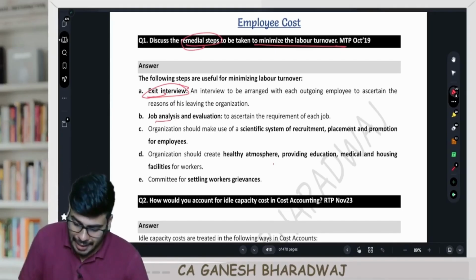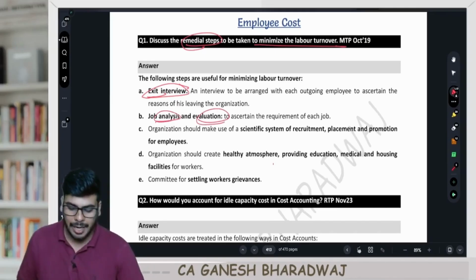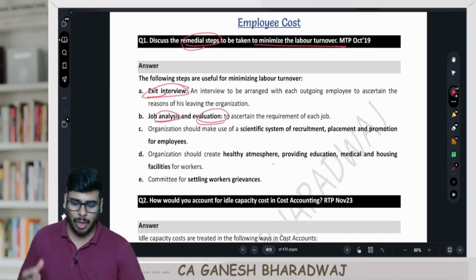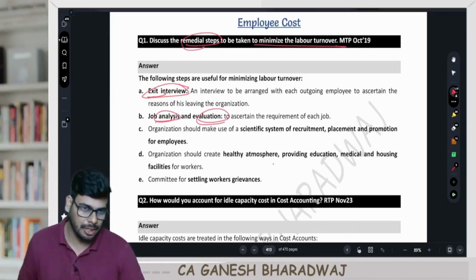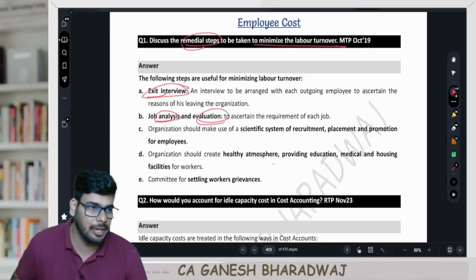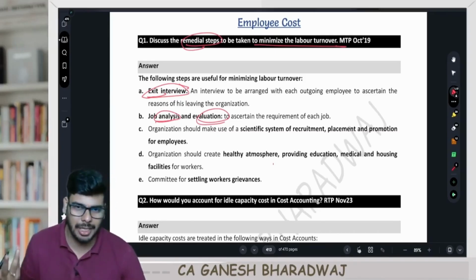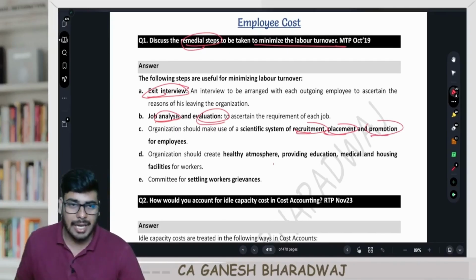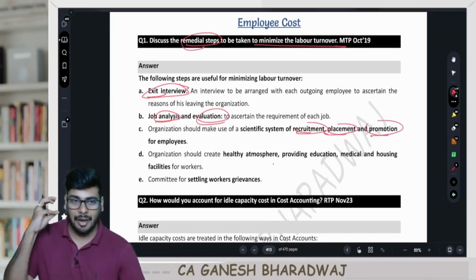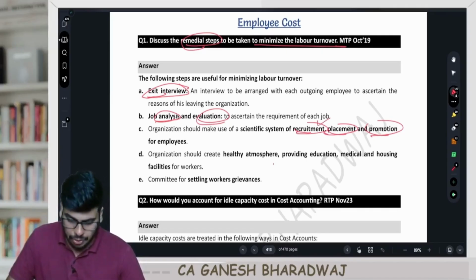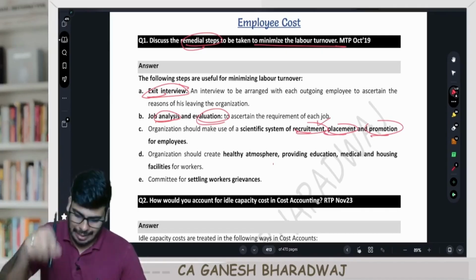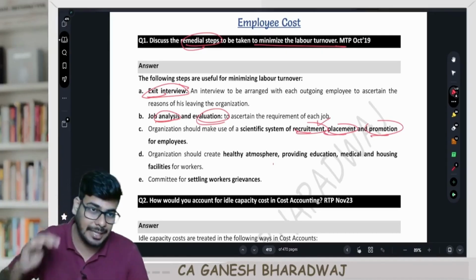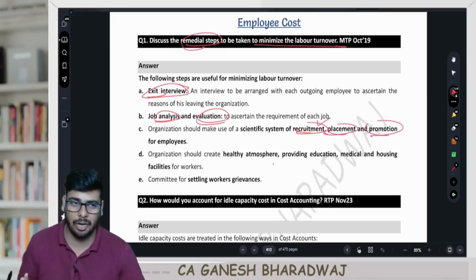Next, job analysis and evaluation, right? That is, for every job, what is the requirement? We need to find out. Based on that, you need to put the right man on the right job. Else, if he does a boring job, then he will not stick with you forever, right? Then, the organization should make a scientific system of recruitment, placement, and promotion for employees. Yes, you obviously need a very scientific system for recruitment, that is hiring the people, putting them on the right job, and promoting them at the right interval. Else, they will not stay with you, right?